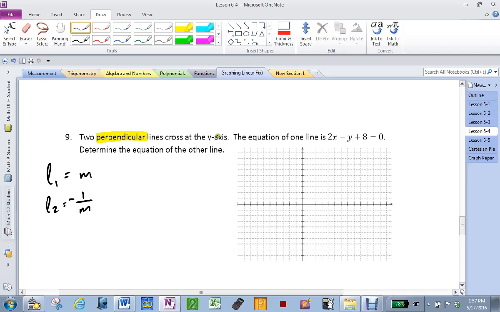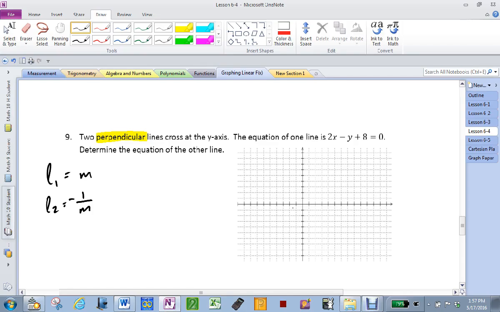And since they're perpendicular, what does that tell us about the slopes? Line 1 has a slope of m, correct? What is line 2's slope? Negative 1 over m. Because the m's got to switch places, yes? So that's important. What else does it tell us?